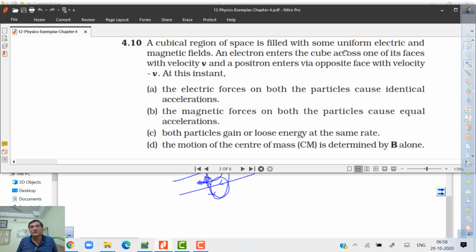A cubical region of space is filled with some uniform electric and magnetic field. An electron enters the cube across one side.